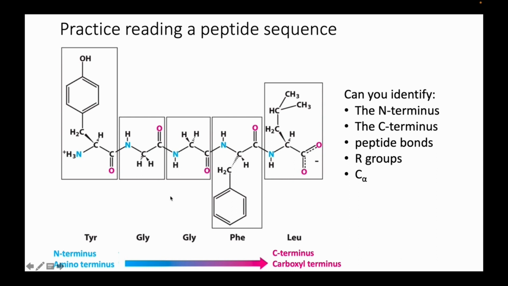As we go through, it's an important skill that when you see a peptide, you can identify the N-terminus of it, the C-terminus, or the carboxyl terminus of that peptide. You can identify the R groups and the alpha carbons and the peptide bonds. Peptides are always read from N-terminus to C-terminus. That matches up with the order in which they were translated. So whenever you're given a peptide, the N-terminus is always the first amino acid in that peptide sequence. I also want to point out that the N-terminus and the C-terminus are always charged. While the peptide bond is uncharged, the N and C termini will always be charged.